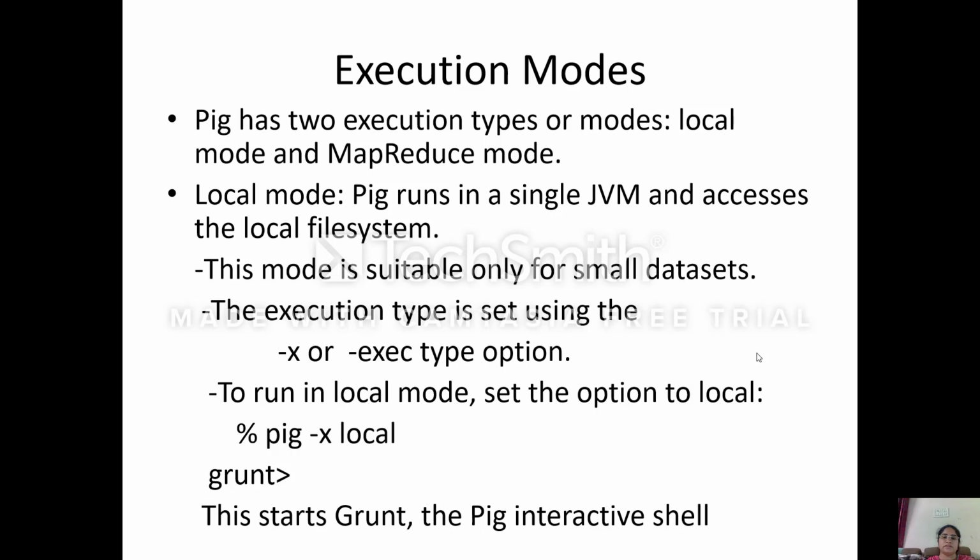If you are working with small data sets, then you can use local mode, working on a single JVM. The execution type is set using -x, or you can use the -exec type option. To run in local mode, you set the option to local, then you give the command pig -x local, which moves into the shell, that is, the interactive shell. Obviously, when we work with Unix also, you can use a shell. There you can type all the commands. In the same way, if you want to work with a Pig Latin program, you can go for a shell. There you can type all the commands. That is one of the interactive shells, right?